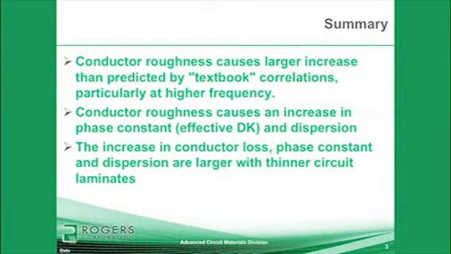What I'm going to tell you today is that conductor roughness causes a much larger increase in insertion loss than what's predicted by the textbook correlations, particularly at higher frequencies. Also, unexpectedly, conductor roughness causes an increase in the phase constant, or essentially the effective dielectric constant, and also increases dispersion. And the increase in conductor loss, phase constant, and dispersion are larger with thinner circuit laminates.